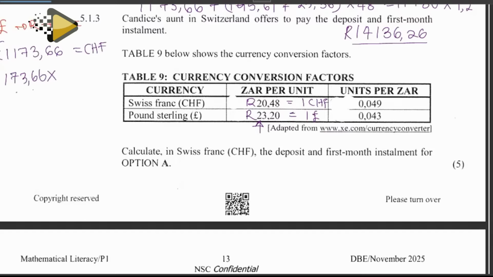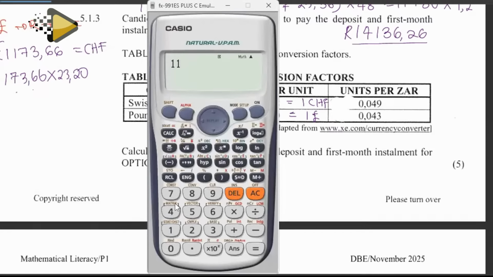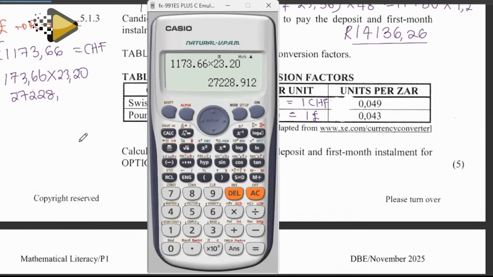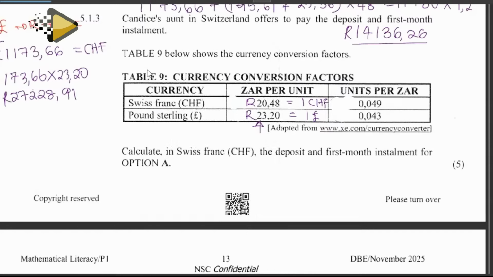Meaning we shall get 1,173.66 times this money, which is 23 rands. Once you do that, you have got the answer. You said you're doing 1173.66 times 23.0. So you have 27,228.91. These are rands. We are not interested in rands.